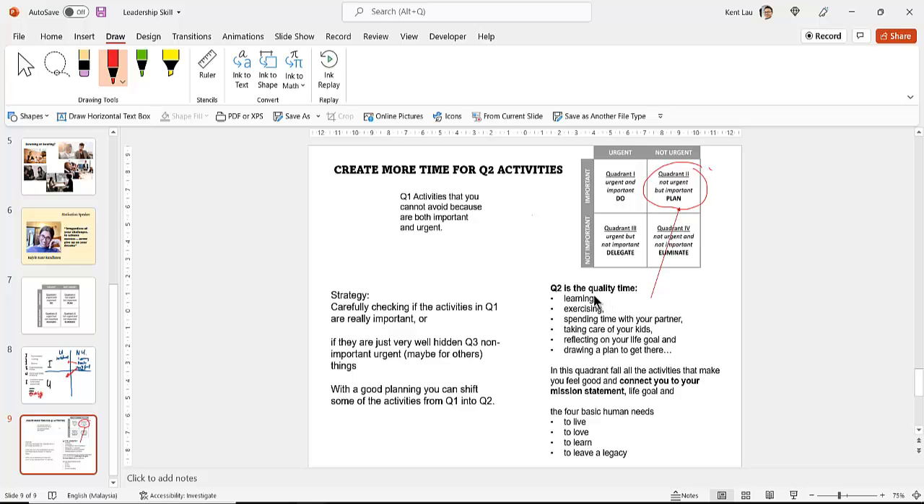You're spending time on Facebook and things like that, it's not quality time because you don't build something strong that you really deeply feel good about and that connects with your mission statement. See that?